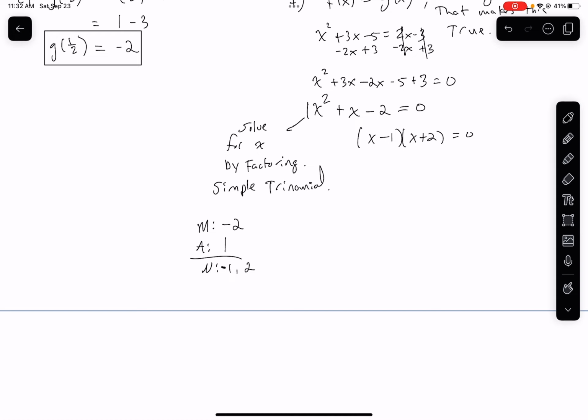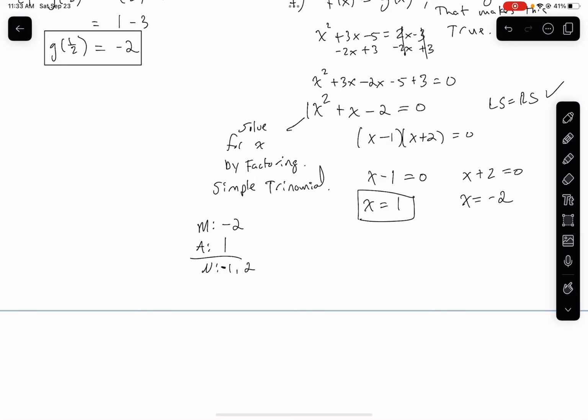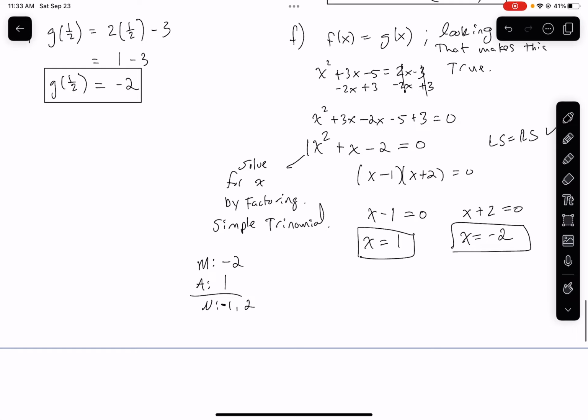If one bracket is 0, then the whole thing is going to be 0. So to solve these kinds of questions, we say x minus 1 has to equal 0, and the same is true if x plus 2 is equal to 0. If a bracket is equal to 0, then 0 times the other bracket satisfies the equation. So x equals +1 and x equals -2. Those should be the values of x where the two functions will equal each other.